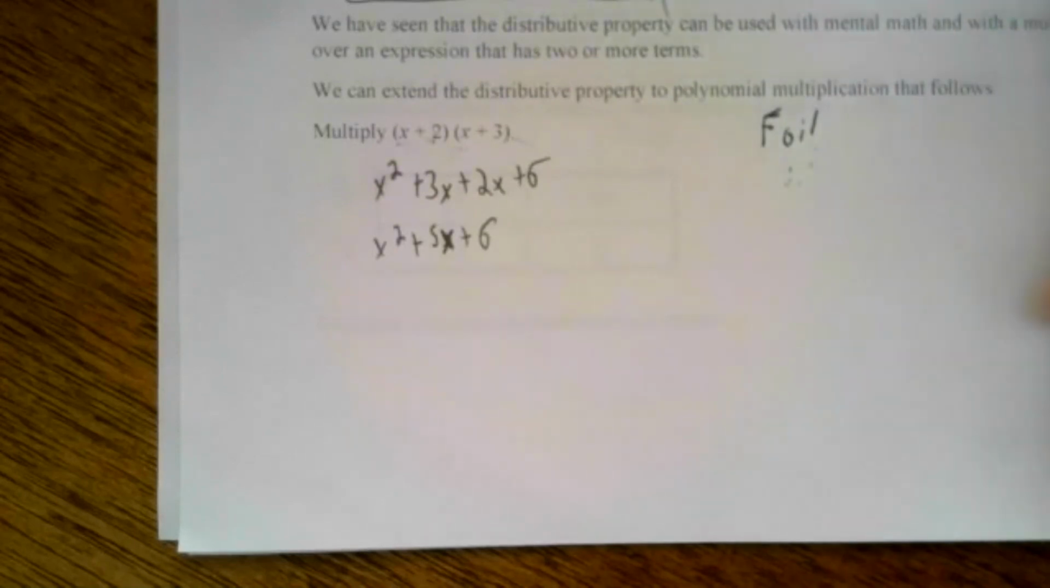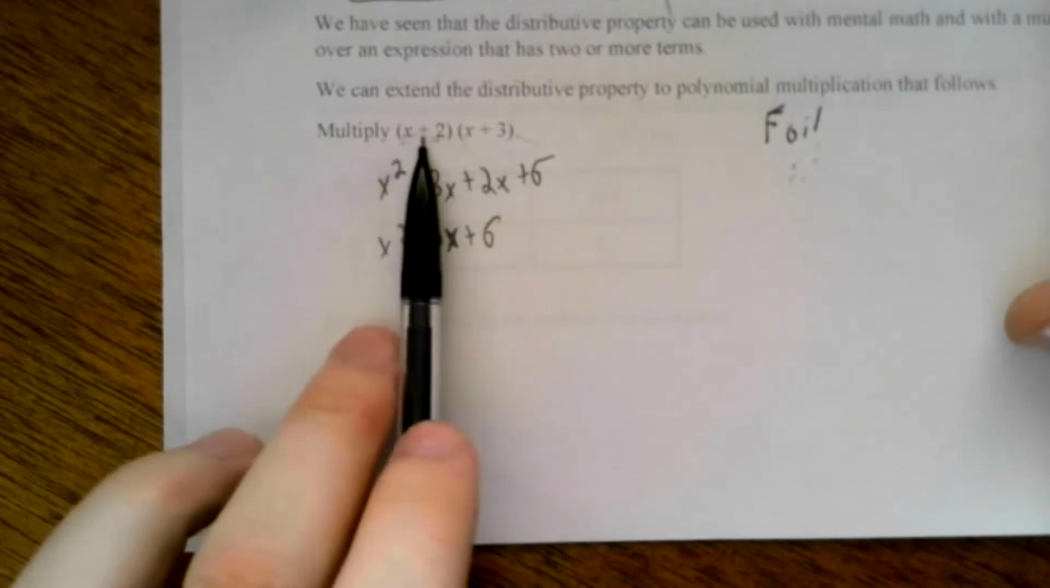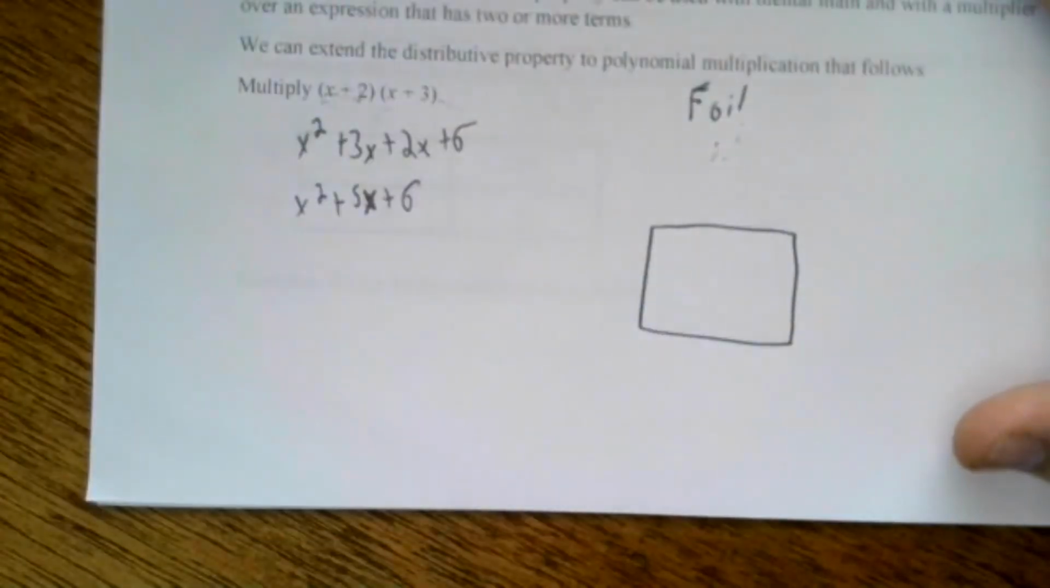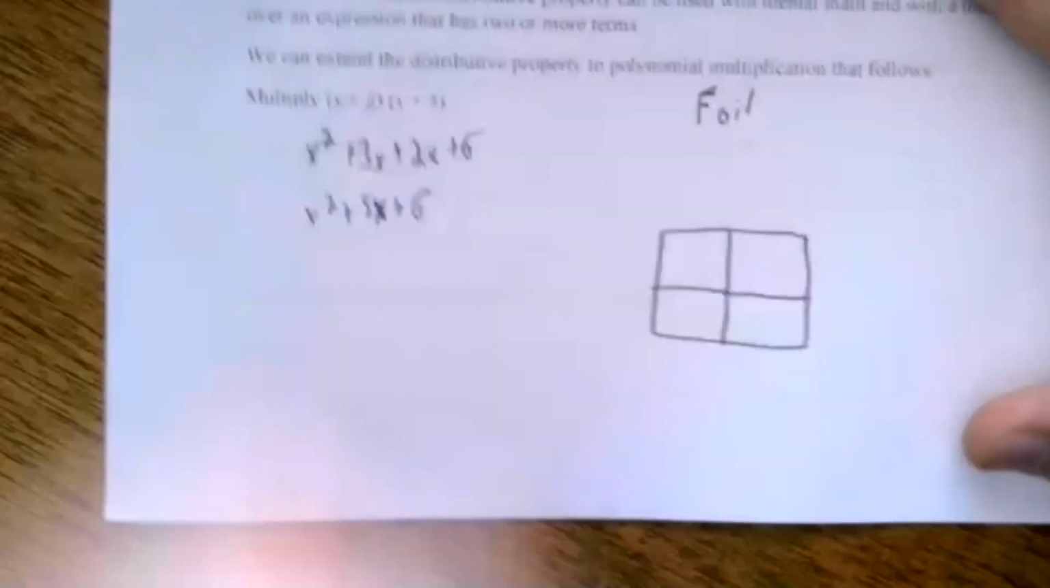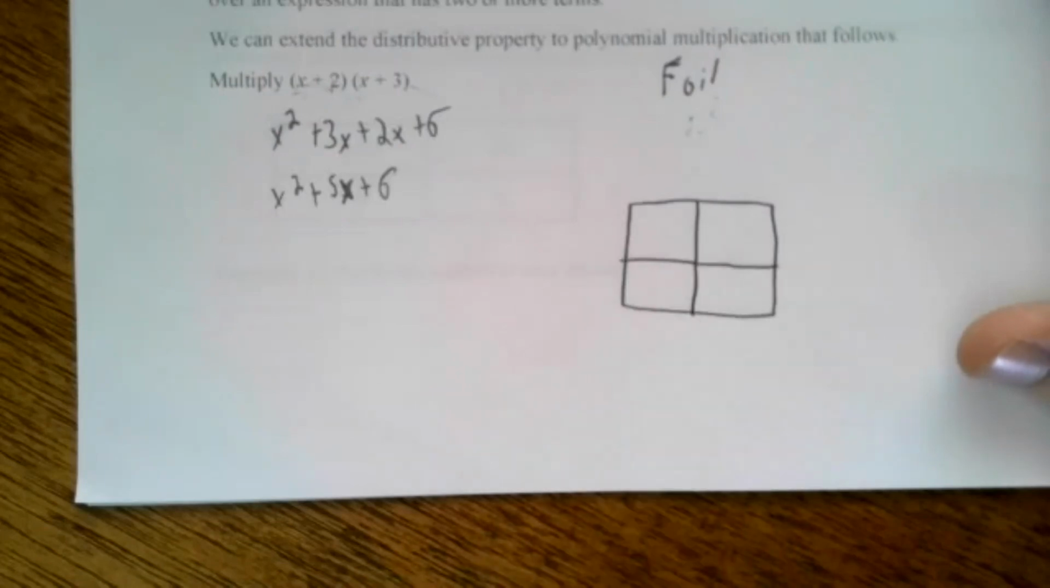Okay? So what if we want to do this in a different way that maybe is a little bit more intuitive? So what I'm going to do this time is I see I have 2 terms in both of these. So I'm going to make a box. And I'm going to make it a 2 by 2 box. So I'm just going to split this down the middle here and this here. So I have this box, right? And I have 2 here and 2 here, right? So it's a 2 by 2 box.